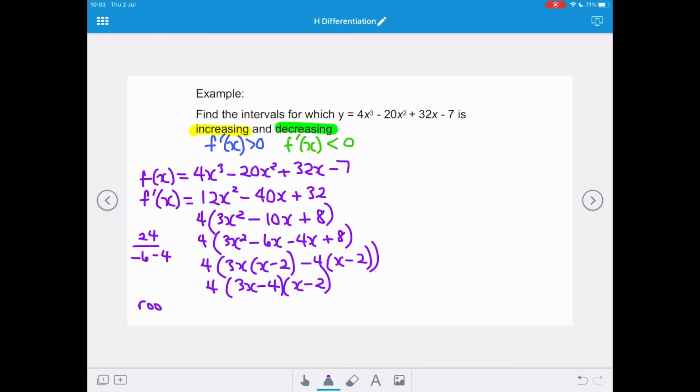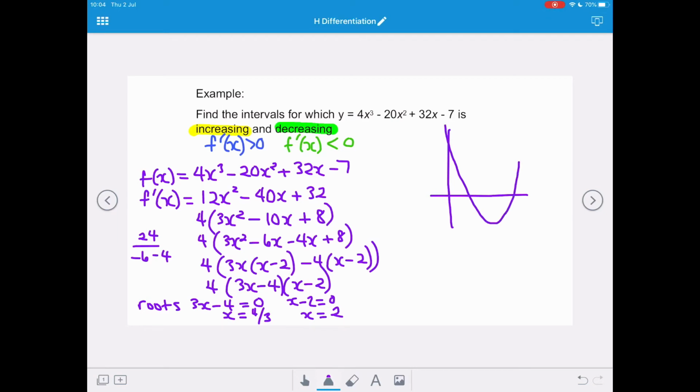So we have one root at 3x - 4 = 0. So there's a root at x = 4/3. And we've got another root at x - 2 = 0. So we have a root at x = 2. Now we want to sketch this derivative. So we know that our roots are going through 4/3 and 2. And if we wanted to work out the y-intercept of our derivative, it would be at +32.